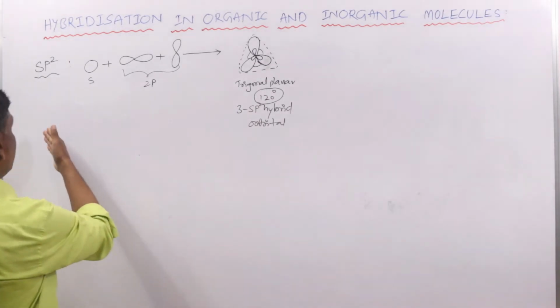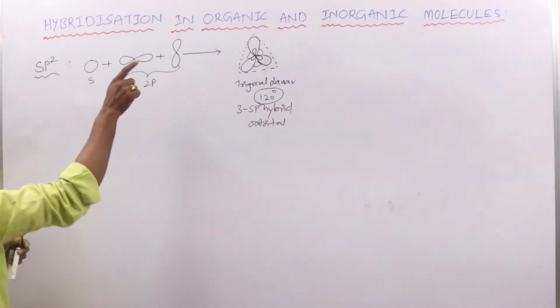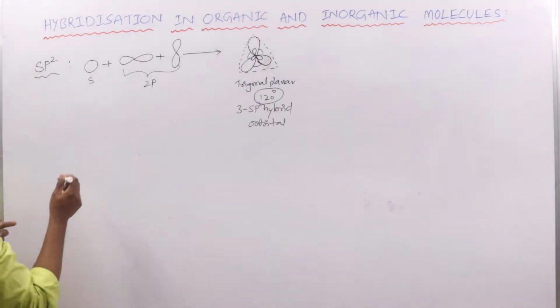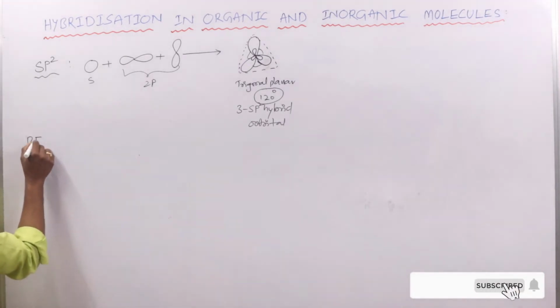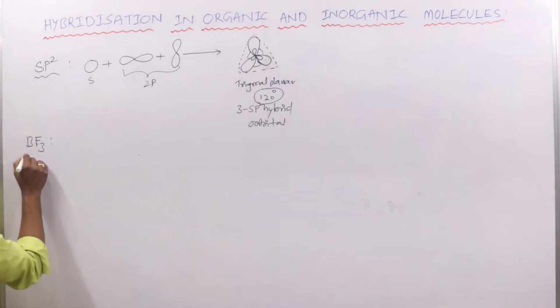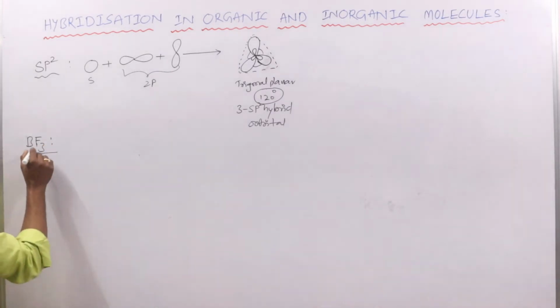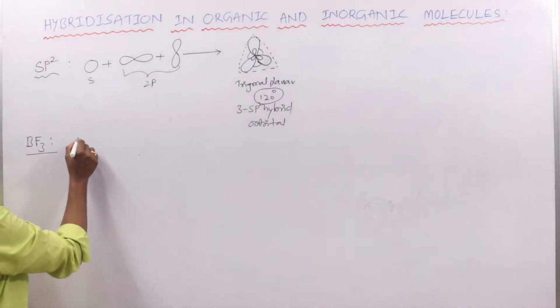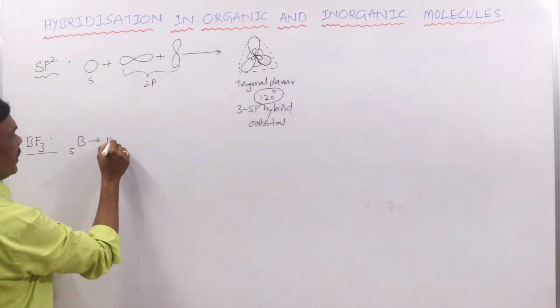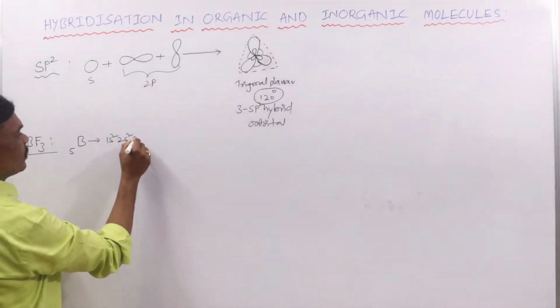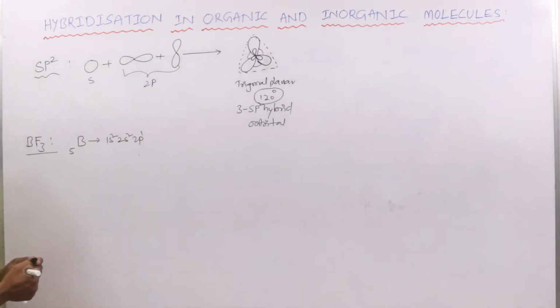Let us take an example of sp2 hybridization. First, an inorganic example: boron trifluoride. In this boron trifluoride, the central element is boron, atomic number 5, electronic configuration 1s2, 2s2, 2p1.